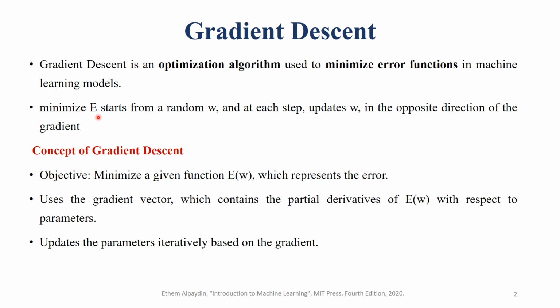We minimize E, which starts from a random W, and at each step we are updating W in the opposite direction of the gradient. The main objective is to minimize the given function E of W, which represents the error. We use the gradient vector, which contains the partial derivatives of E with respect to the parameters, and we update the parameters iteratively based on the gradient.